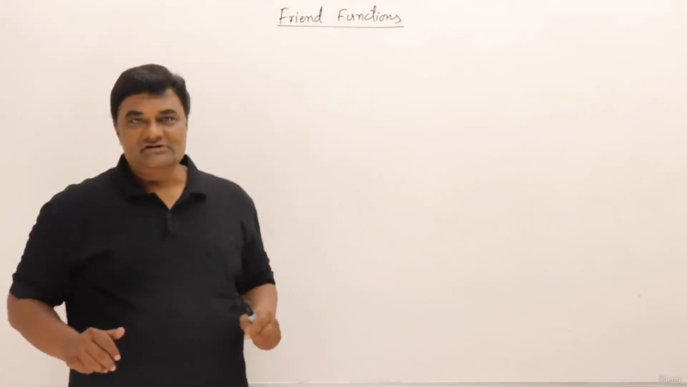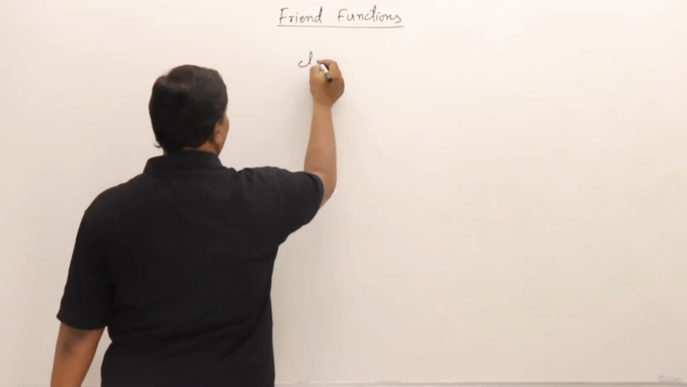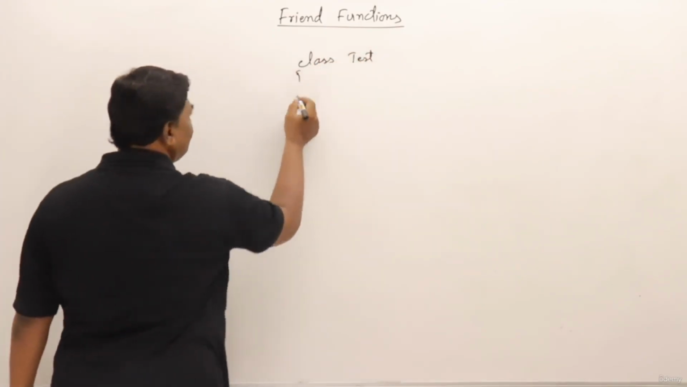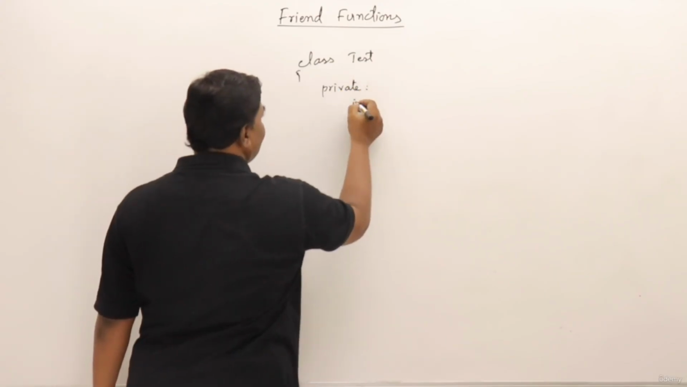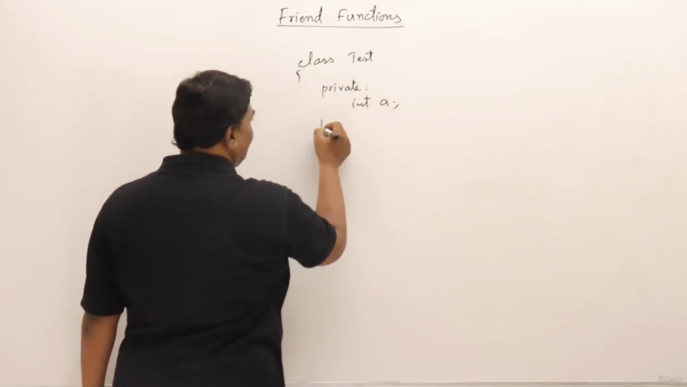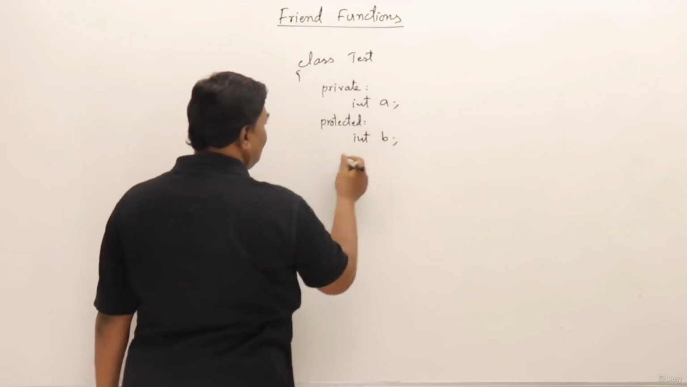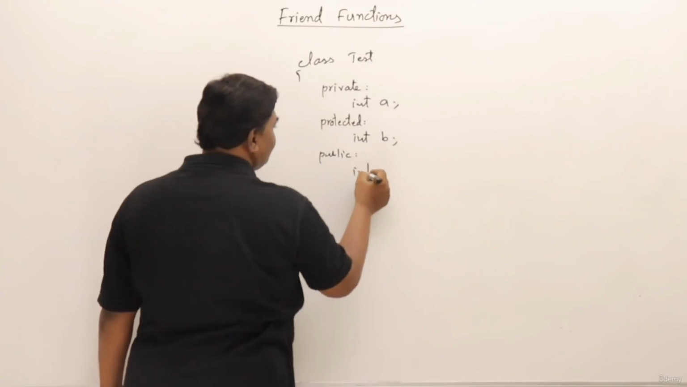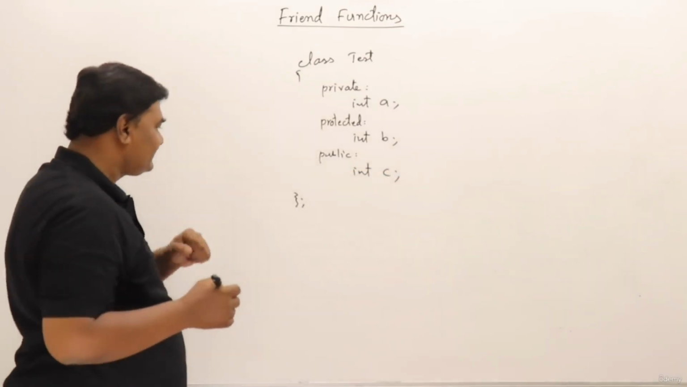Let us look at friend functions. What are these? Let us see. If I have a class, say Test, then it is having a private member integer a, a protected member integer b, and a public member integer c. That's it. I will write a simple class.